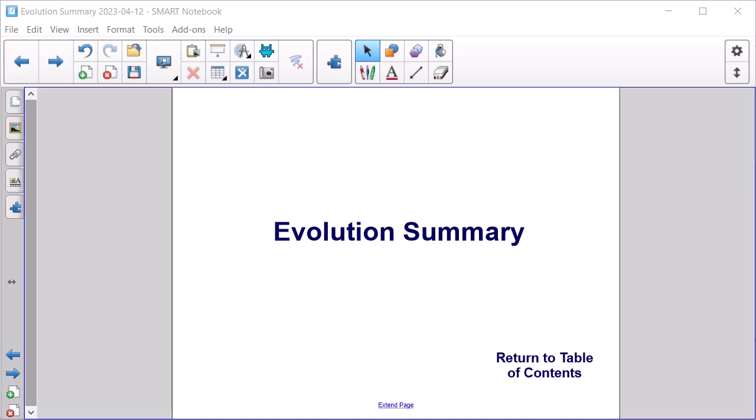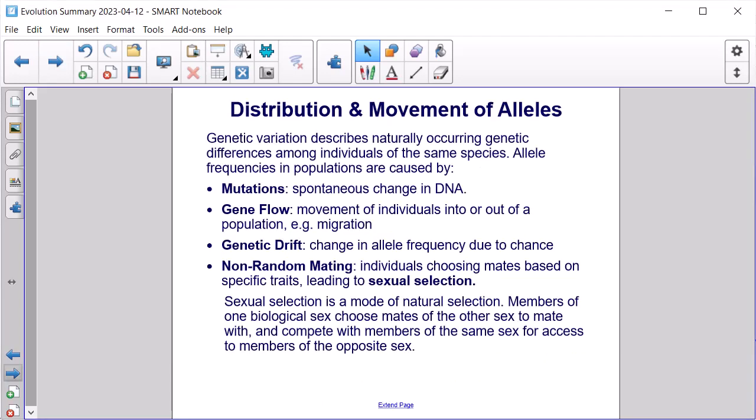Evolution summary. Distribution and movement of alleles. Genetic variation describes naturally occurring genetic differences among individuals of the same species.